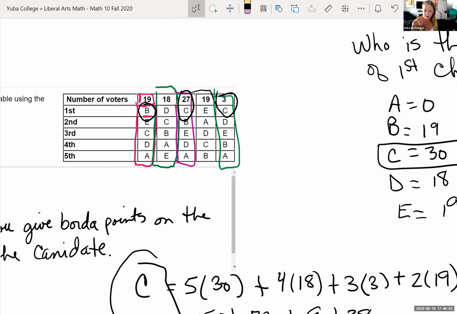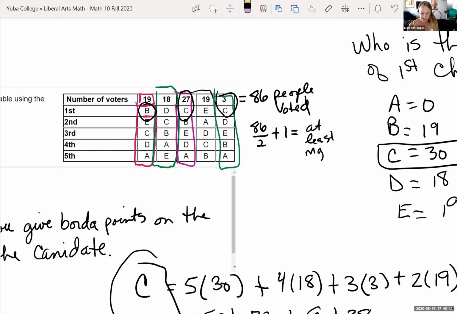Yep. So looking at how many people voted, we know 19 voted this particular way, and then 18, and then 27 plus 19 plus 3. And so if you look at this, this is 86 people voted. So if we cut this in half, 86 divided by 2, and if this is a whole number, then you have to add 1 to it, which this is. So plus 1 equals majority. So that would have been 43 plus 1, so 44 votes. So none of those had 44 votes.